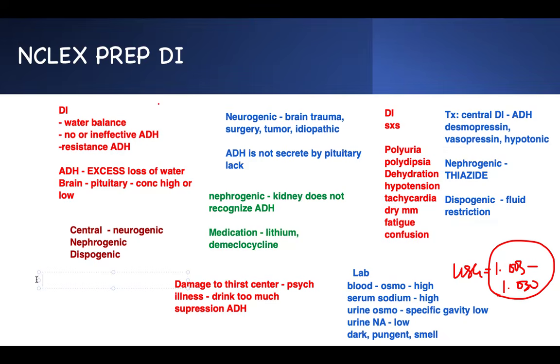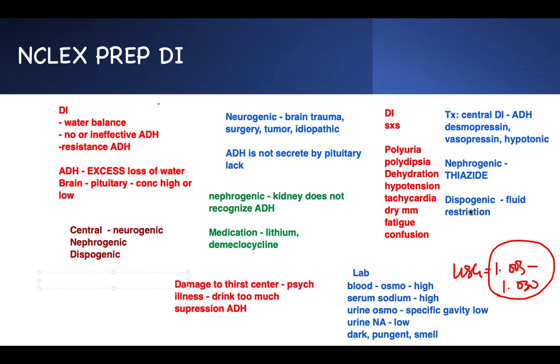If it's central and I deprive you from drinking anything, it's still not going to solve the problem because you don't have ADH. Remember, if it's nephrogenic and I give you desmopressin, it's not going to work. Those two things, don't forget. Fluid restriction does not solve central. That means your brain cannot make ADH. So fluid restriction is only for dipsogenic.